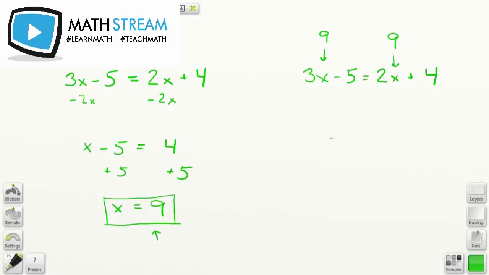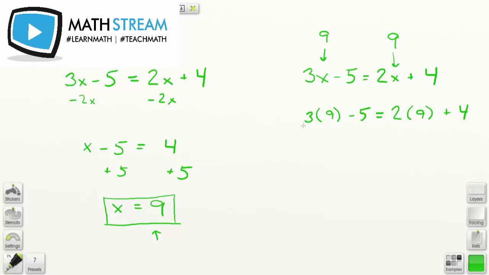I should get like a balanced scale. Let's see what we mean by that. So in other words, I'm substituting 9 for x. So it'll be 3 times 9 minus 5 equals 2 times 9 plus 4. Now you can just write 2 times 9, or you can write it with parentheses. I like to use parentheses. It seems clearer to me, but it's fine if you just want to say 3 times 9.